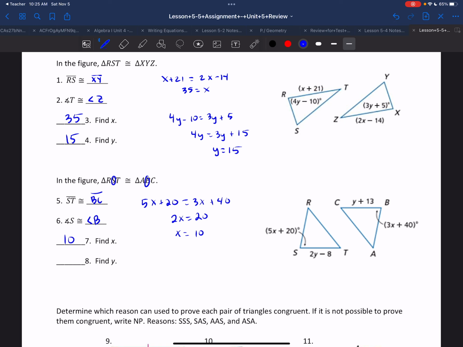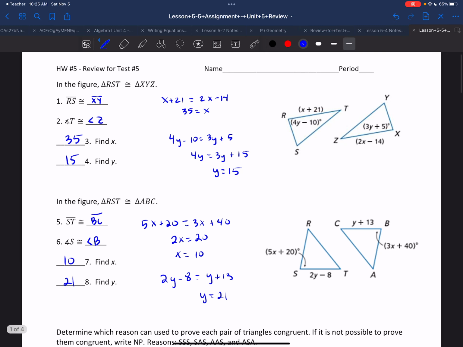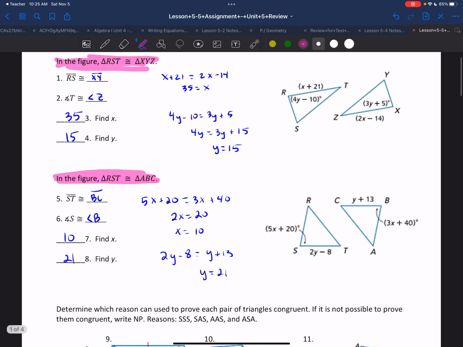Now I need to find Y. Y is in ST, the last two, and ST and BC are congruent, so I can do 2Y minus 8 equals Y plus 13. If I subtract both sides by Y and add 8, I'm left with Y equals 21. So that's how you do that. You should definitely use these congruent statements to your advantage.